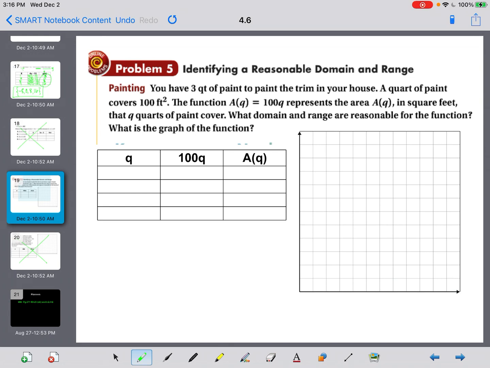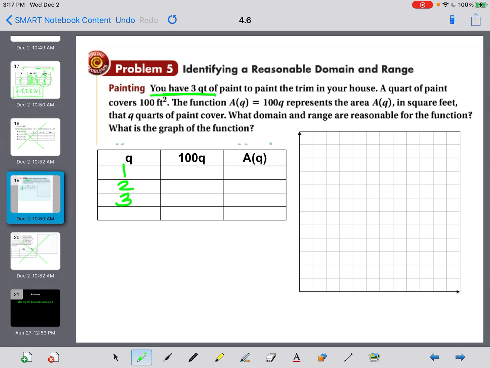So do I need any negative numbers if I'm talking about the amount of paint that I'm going to have, or the amount of square footage I can cover? Negative numbers won't make any sense. I could do 0 if I wanted, but then I'm not actually doing any painting. So I'm going to start with 1. I could use 1 quart of paint. I could also use 2 quarts of paint. I could also use 3 quarts of paint. I can't use any more than 3 quarts because I only have 3 quarts. So my reasonable domain is 1, 2, and 3. Or if you want to include 0, 0, 1, 2, and 3.